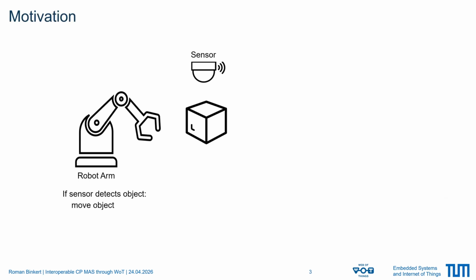So basically the motivation we had for this approach is that, for example, in this use case, a manufacturing cell, we might have a robotics arm that is interested in moving an object as soon as it's somewhere and then processing it to bring it somewhere else. But to know if there is actually an object present, it needs to communicate with a sensor to know if there is an object present.